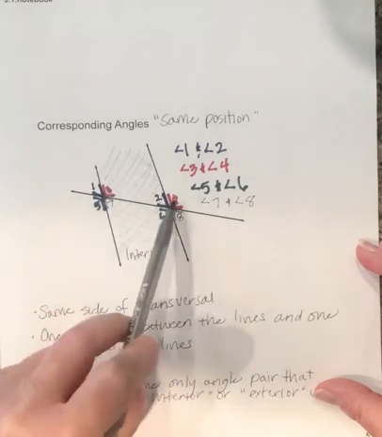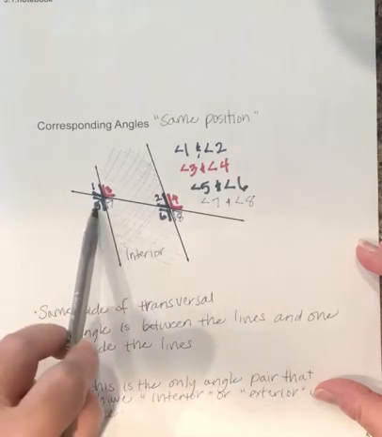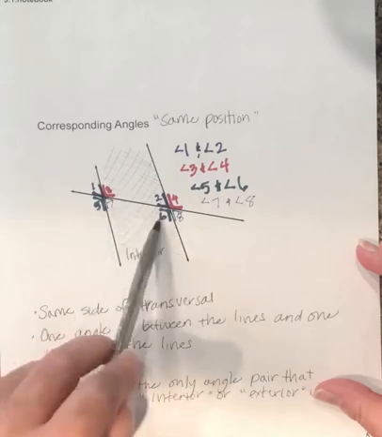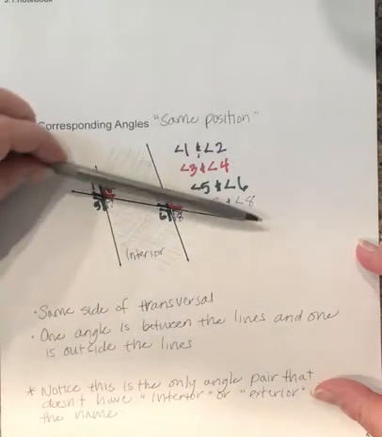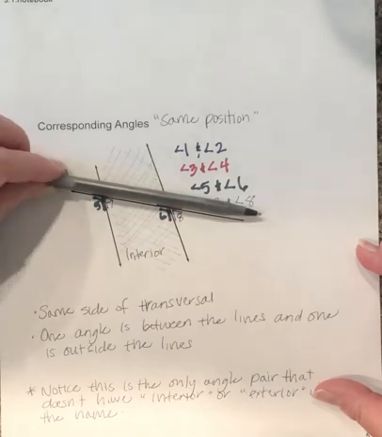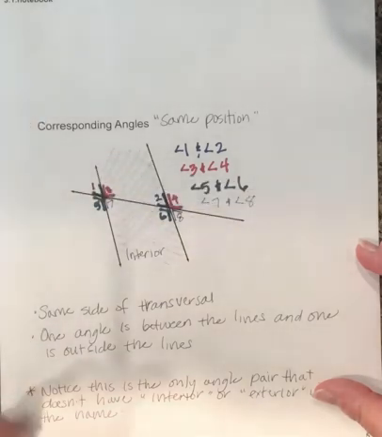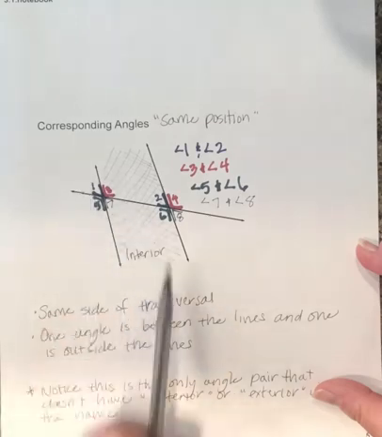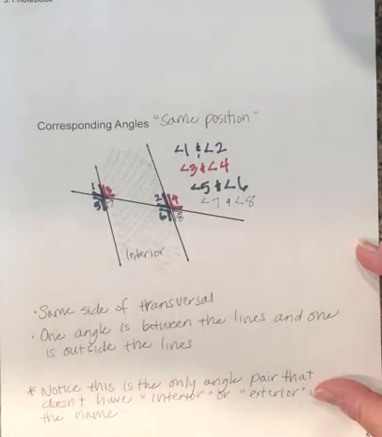Same with angle 3 and angle 4. Angle 5 and angle 6 are in the same position. They're both, depending on how you're looking at it, kind of hanging from the transversal or underneath the transversal. And both kind of to the left of the line that creates them. Again, however you kind of think about it.